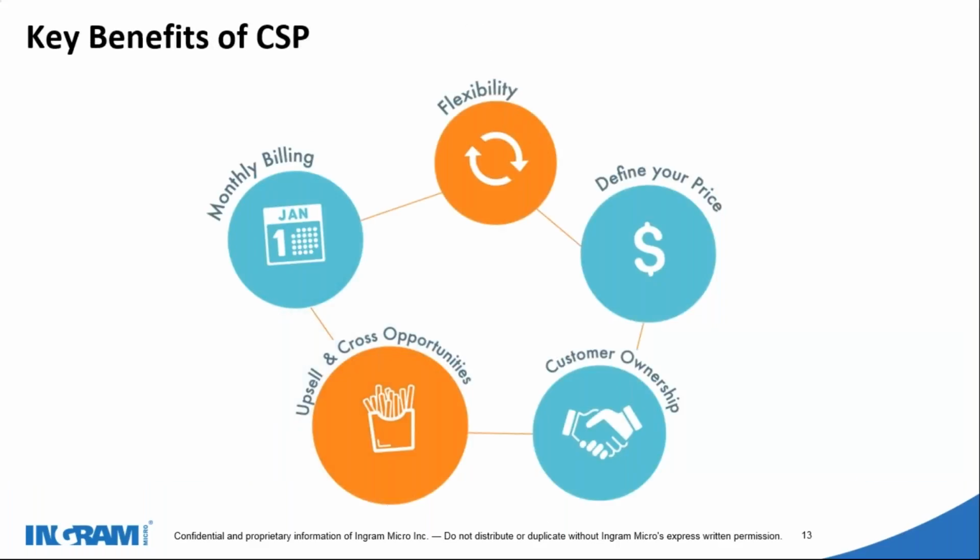Coming to key benefits of CSP. Now, everyone's been saying CSP is one of the best ways to go about it, but let's actually dig deep and understand why CSP is the best way. First point, monthly billing. So here is the flexibility. My relationship, which is Ingram Micro's relationship with the partner, is going to be monthly billing, but you have the freedom to bill your end customer monthly, quarterly, half yearly, or yearly.